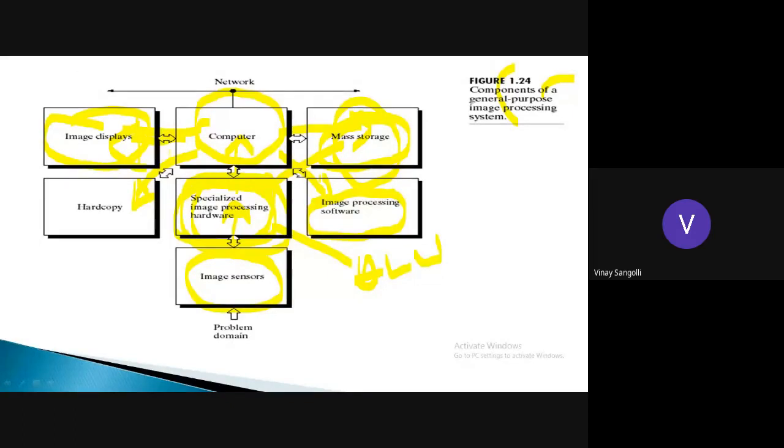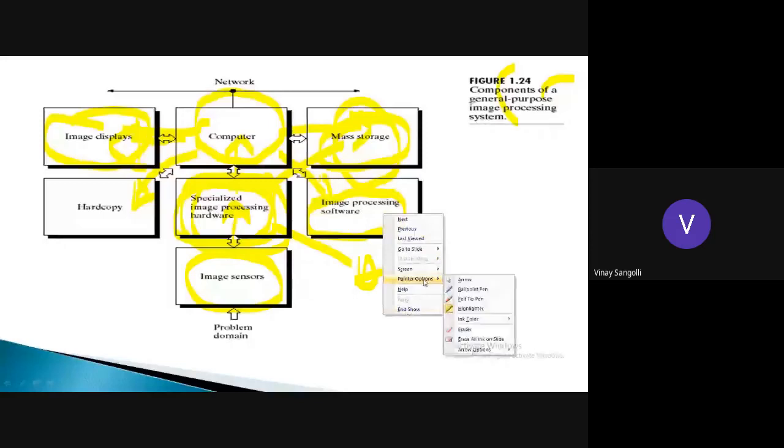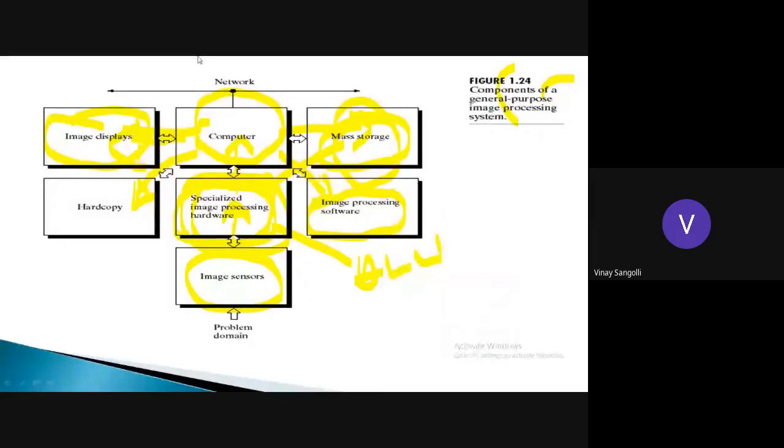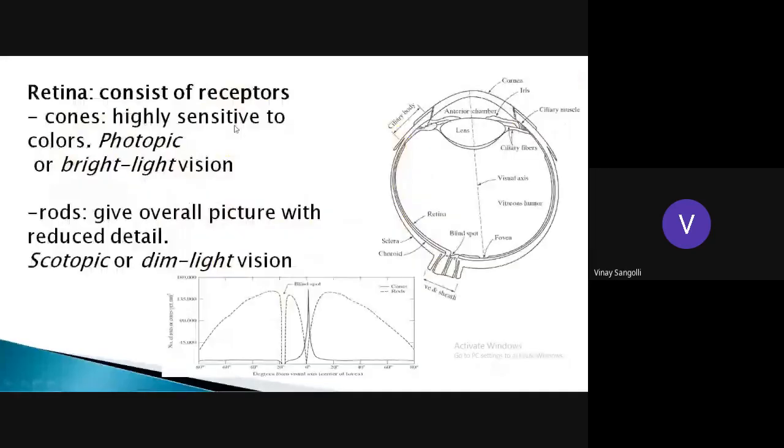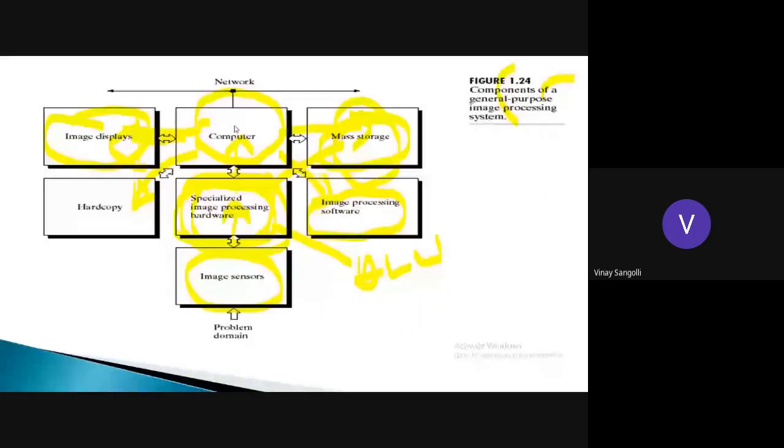So we have covered most of the things in this diagram. One small thing which is remaining in your diagram is your network. We know that network is one of the inseparable parts of a computer system these days. Without network, it becomes very difficult to go ahead with your processing.